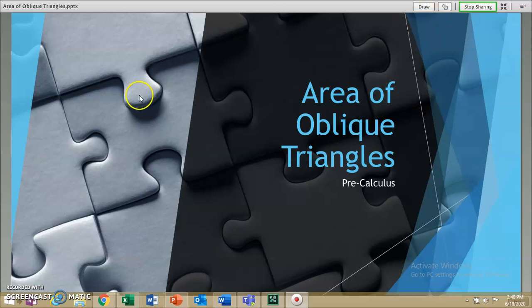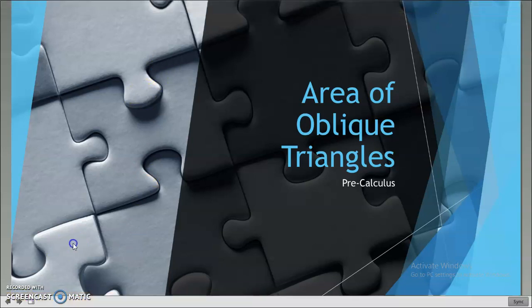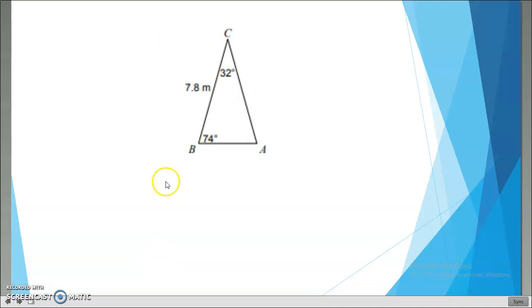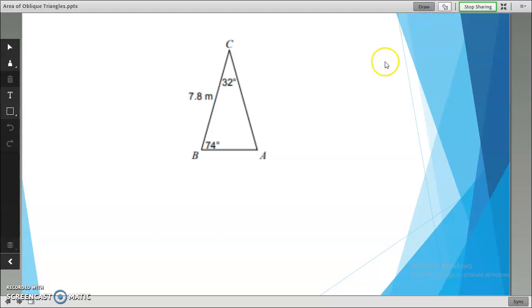Hello, let's look at some examples of oblique triangles. All right, so here is our first example, and let's use what we already know about triangles to help us find the area. First of all, we know that the area of a triangle is equal to 1/2 base times the height. Well, we don't have a base and we don't have a height because this is not a right triangle, but possibly, if we draw a straight line here.